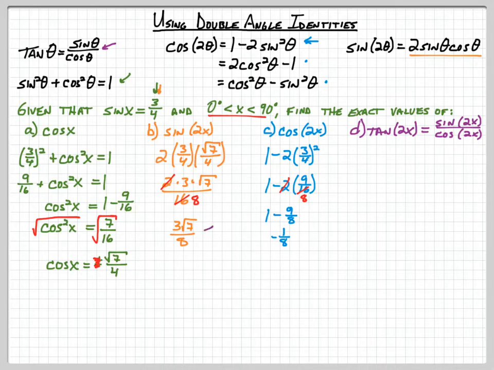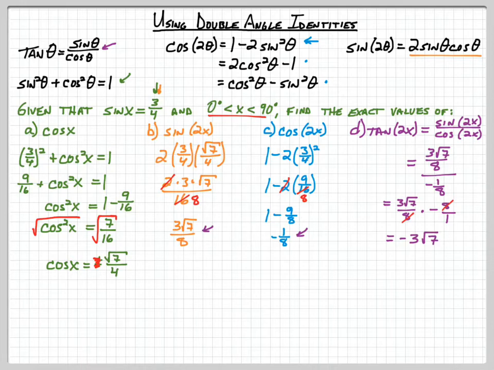So we'll just plug them in. We've got our sine of 2x is 3 root 7 over 8, and our cosine of 2x is negative 1/8. So throw the sine in the numerator and the cosine in the denominator, and we've got ourselves a nice complex fraction. Remember, when we're dividing by a fraction, we multiply by the reciprocal. So I'll have 3 root 7 over 8 times negative 8 over 1. Do some simplifying, and we're left with negative 3 root 7. All right, so that's one set of problems that you might have.